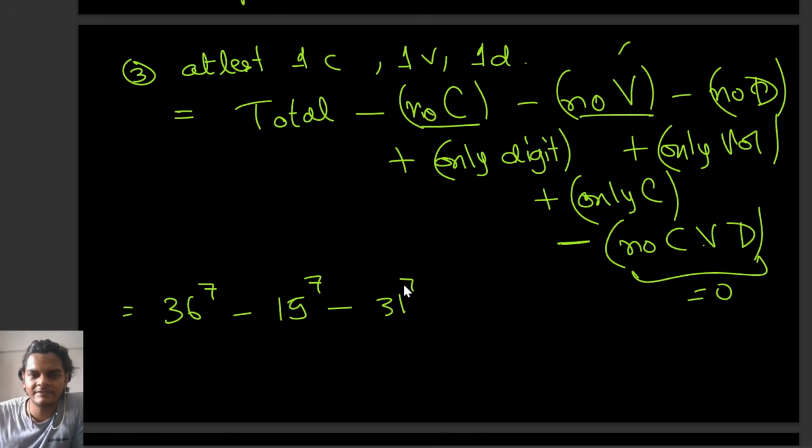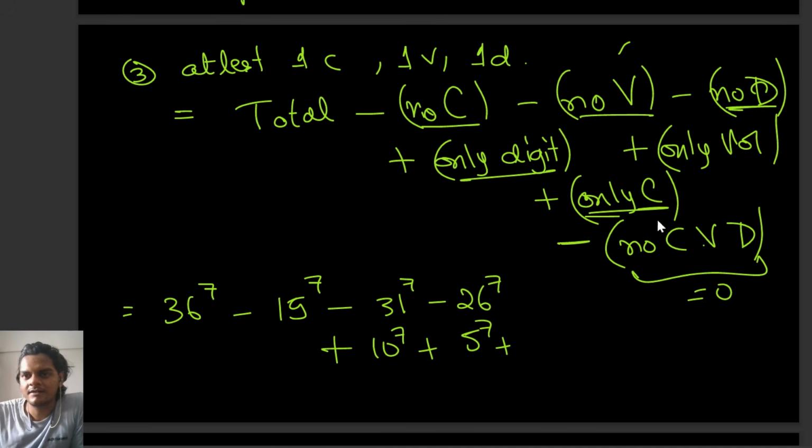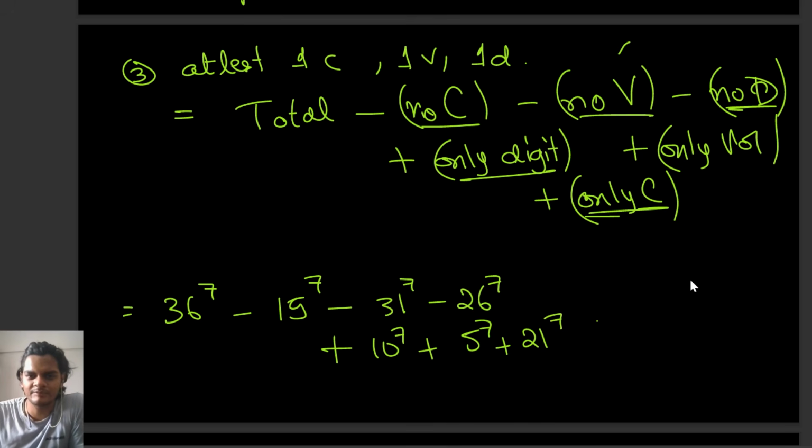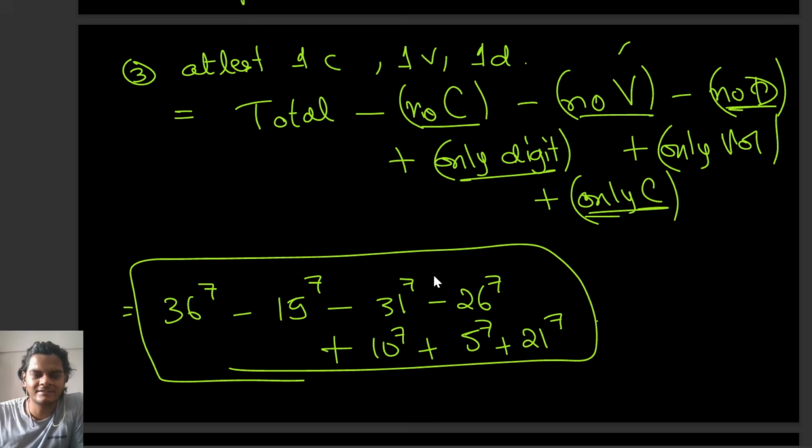So 31 power 7 minus no digits meaning only consonants and vowels, which is basically 26 power 7, right? Plus only digit 10 power 7 plus only vowels 5 power 7 plus only consonants. What is this? 21 power 7. So that's it. And no consonants vowel. This does not make any sense, right? So let's just remove it. This is the answer for the third one.